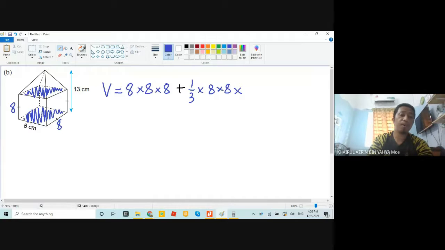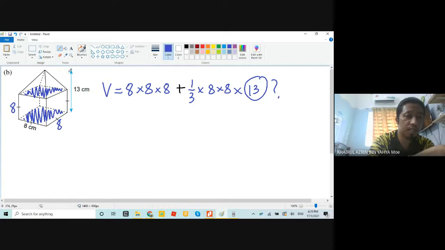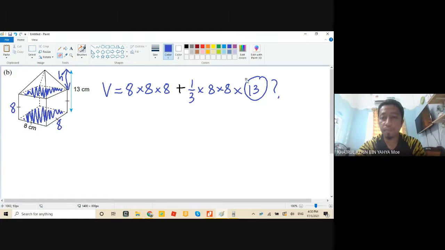The height for the pyramid. Is it 13? No, actually not 13. The height of the pyramid is this one only. This is the height of the pyramid, not 13. 13 is the total height from the base of the cube to the top of the pyramid. If you write 13, then you will get a wrong answer. So we erase this one. Not 13, remember.